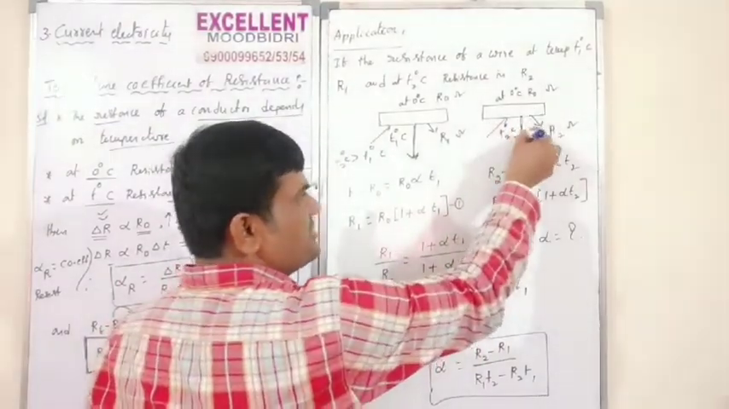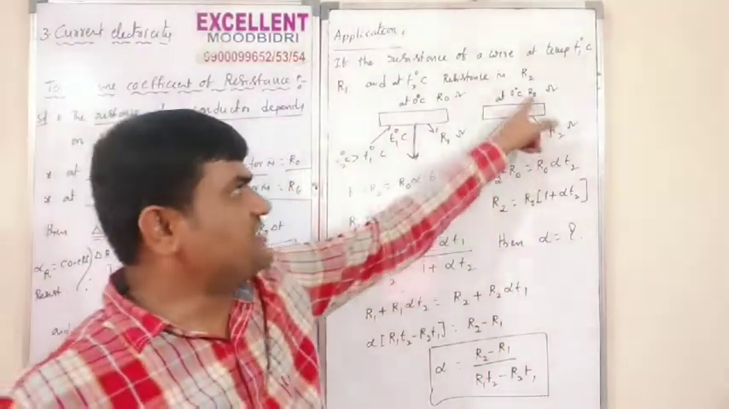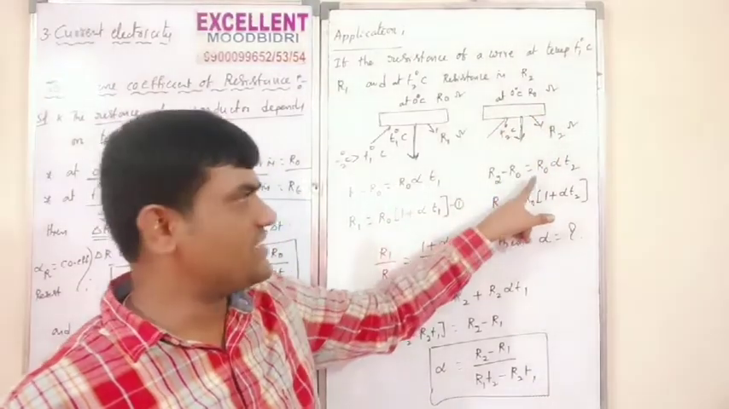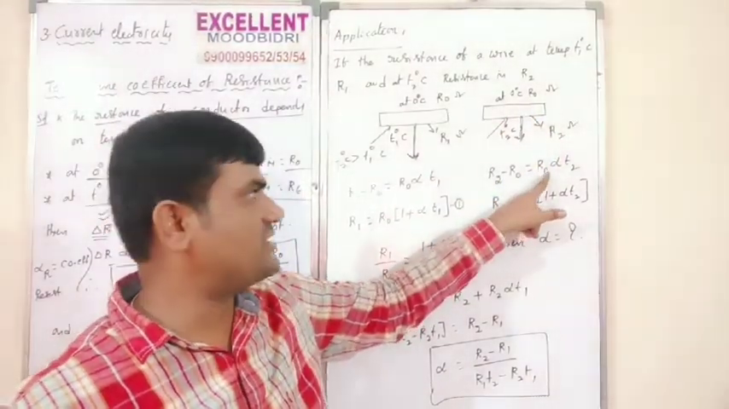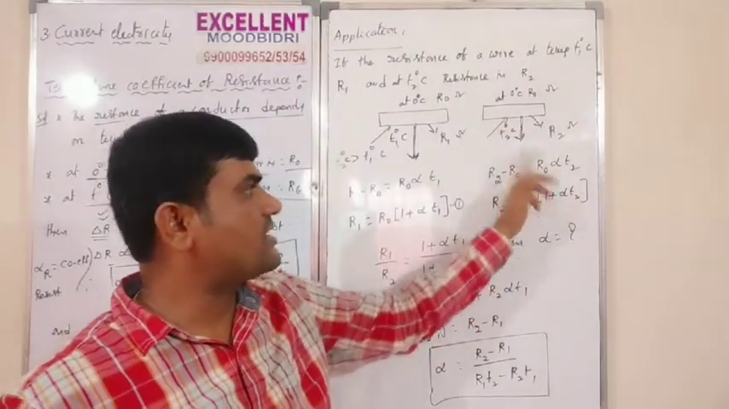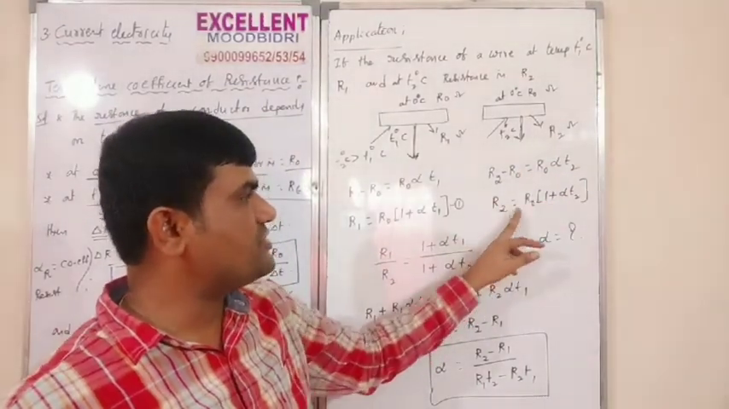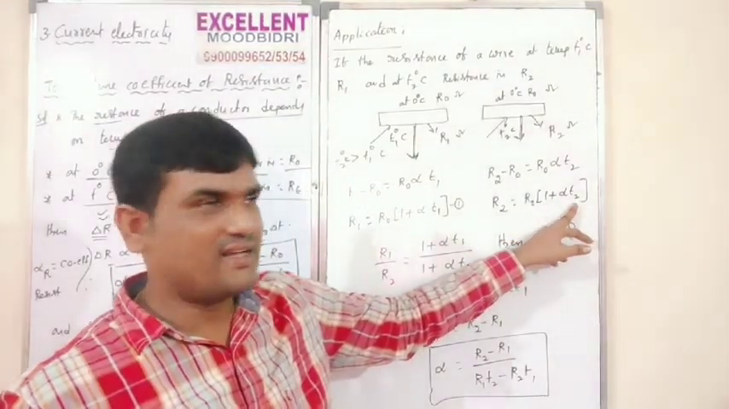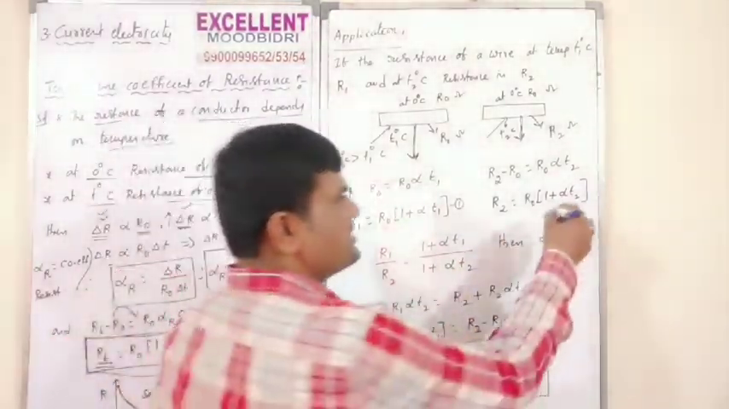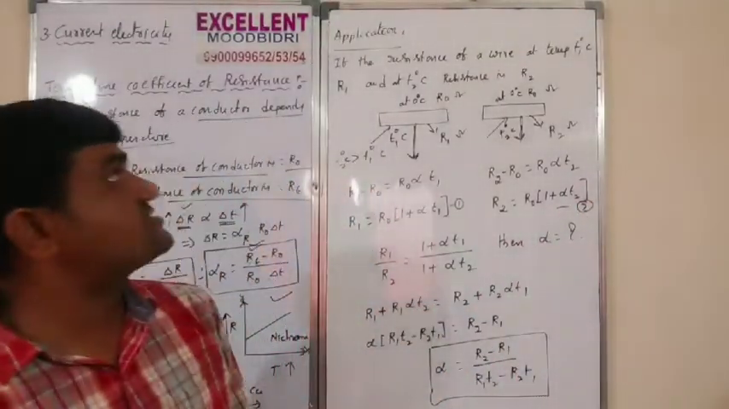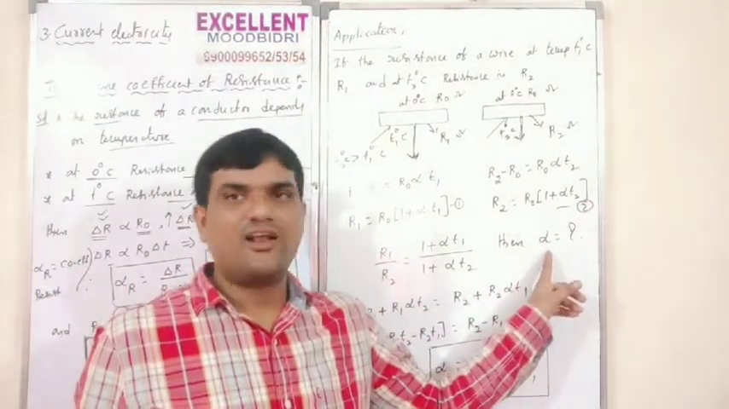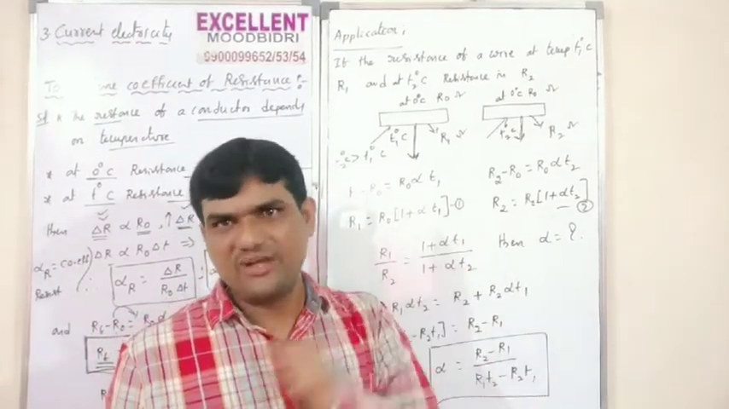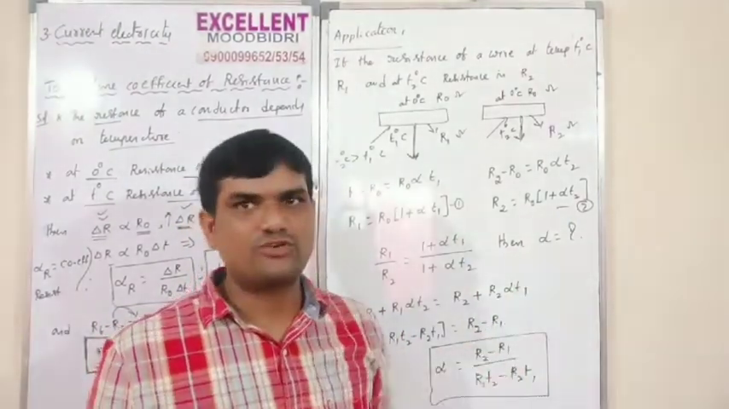Similarly, for this purpose, what is the change in temperature? R2 minus R0 is equal to R0 into alpha into T2, as the initial temperature is 0. So R0 transfers that side. R2 is equal to R0 into 1 plus alpha into T2. Correct? So now this is equation number 2. Now the question is, what is alpha, the coefficient of resistance, equal to?